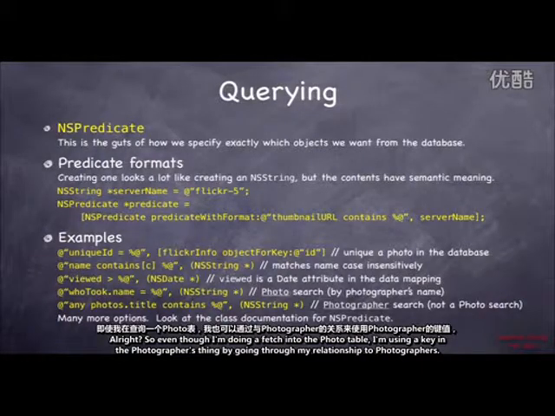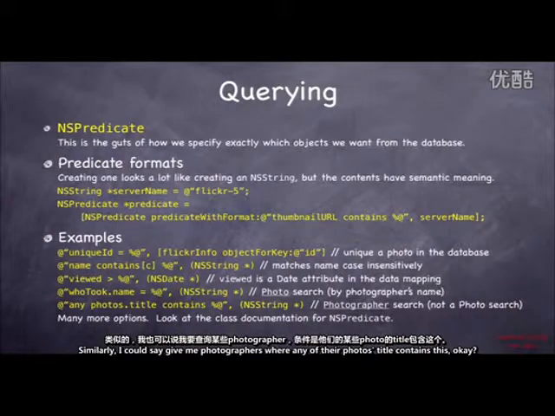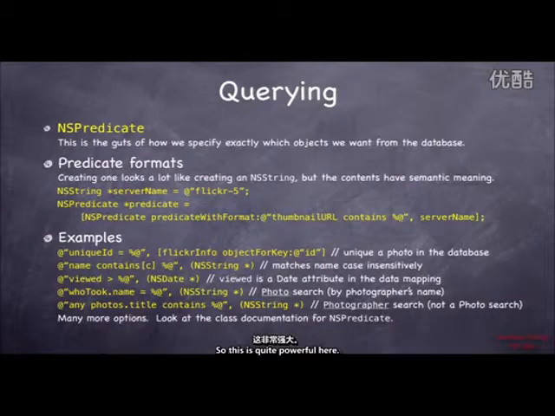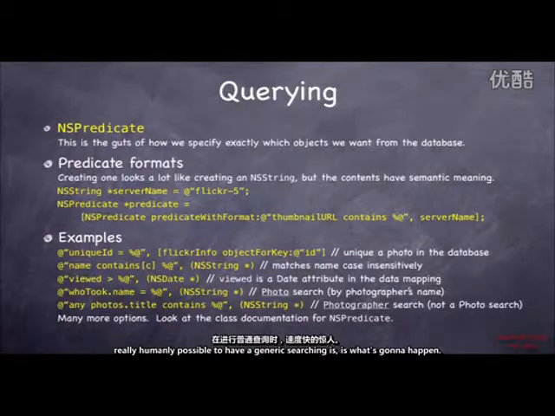So even though I'm doing a fetch into the photo table, I'm using a key in the photographer's thing by going through my relationship to photographers. Similarly, I could say, give me photographers where any of their photos' title contains this. Okay? So this is quite powerful here. You can do quite powerful searches. And this is all going to get turned into SQL underneath and happen really fast, as fast as humanly possible, to have a generic searching is what's going to happen.